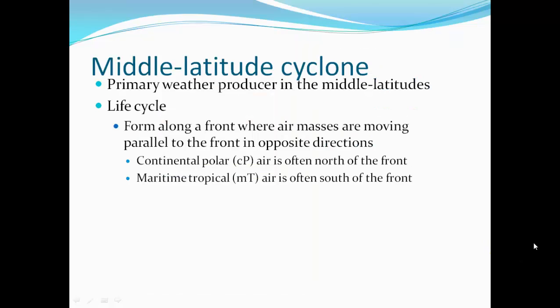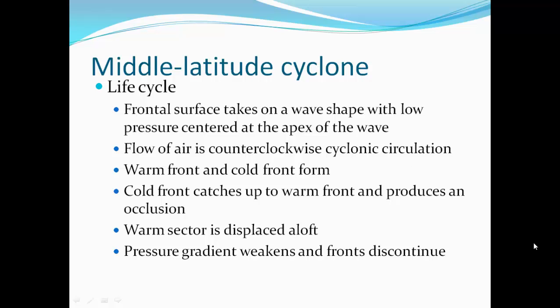Mid-latitude cyclones. Okay, primary weather producer in the mid-latitude. So we're talking in the United States north of Florida here. The life cycle forms along a front where air masses are moving parallel to the front in opposite directions. So our continental polar air is often north of the front, and the maritime tropical is often south of the front. The frontal surface takes on a wave shape with low pressure centered at the apex of the wave. The flow of air is counterclockwise, cyclonic circulation. A warm front and a cold front form the arms of a clock. The cold front catches up to the warm front, produces an occlusion, the warm sector is displaced aloft, and the pressure gradient then weakens and the fronts dissipate.